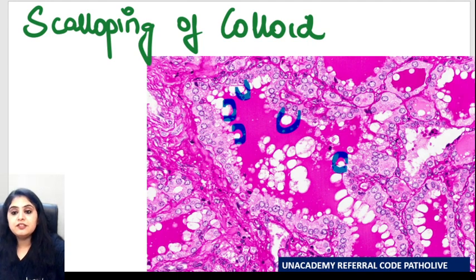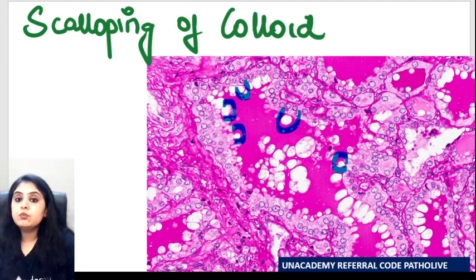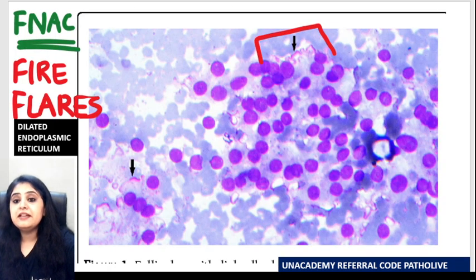Now, a very expected question for the exam is what would you see in the FNAC of Graves' disease? FNAC of Graves' disease shows us a finding known as fire flares. It looks as if the cells are on fire. I hope you remember, 2 days back actually, I taught you the adequacy criteria of this FNAC of thyroid. So you are supposed to know that.